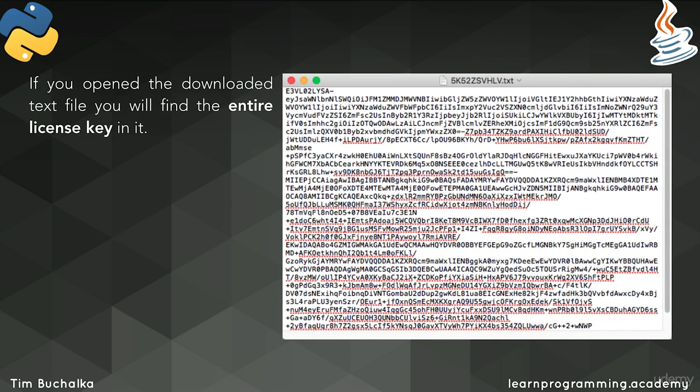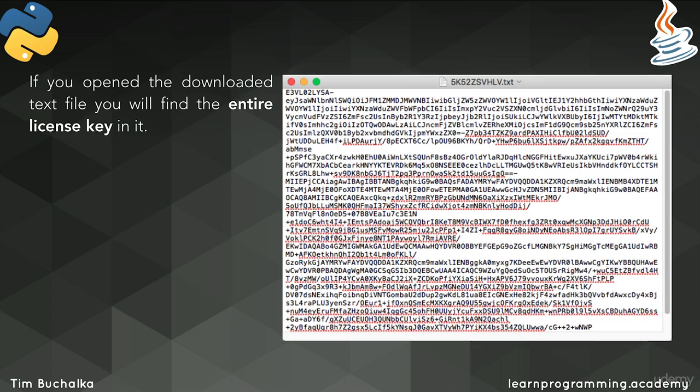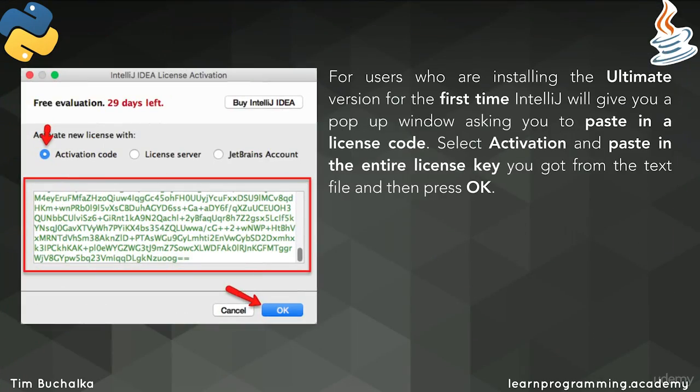You want to open that document in an editor, TextEdit or Notepad, depending on the operating system you're running. Make sure you copy the entire text and not just the first line. You do need the entire amount of text to paste into IntelliJ. Now, if you're installing the Ultimate Edition of IntelliJ for the first time, IntelliJ will give you a pop-up window asking you to paste in the license code straight away. So if you do get that, select Activation Code and paste in the entire license key you got from the text file, and then press OK.